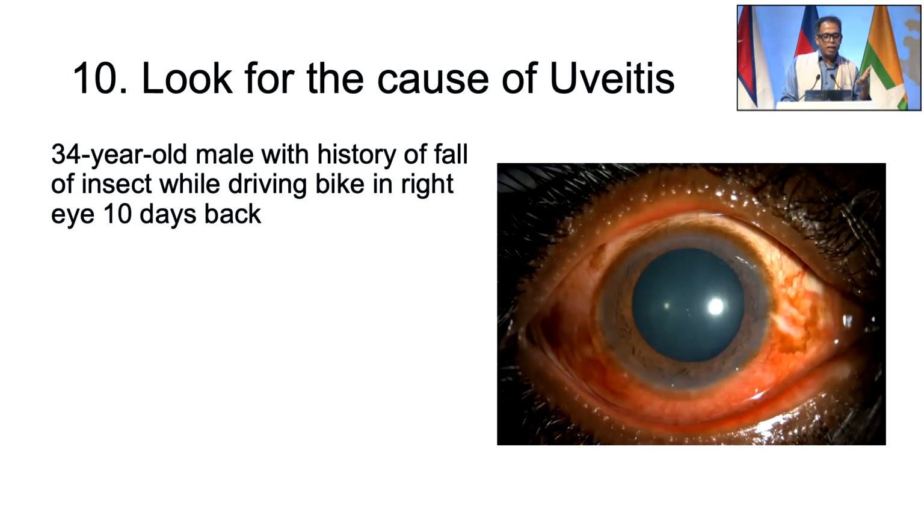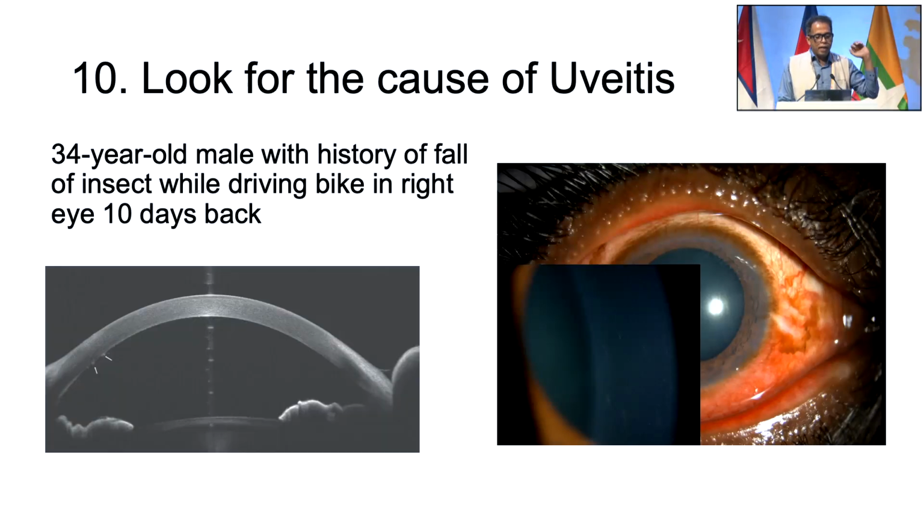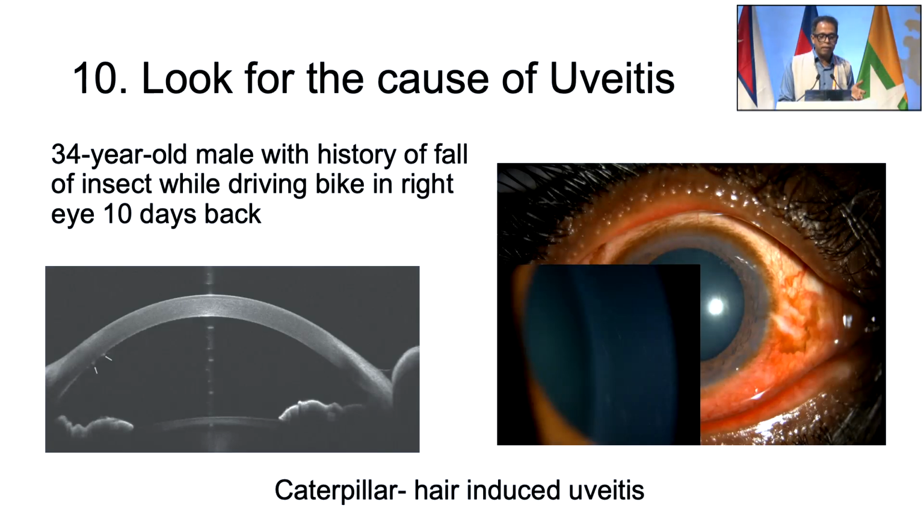Now, coming to my last point, look for the cause of that uveitis. You have to always remember that there can be something different in the anterior chamber. You see here, this is a history of injury with an insect while driving a bike, and following that he developed anterior uveitis. I don't know whether the picture is clear or not, you can see some caterpillar hair here, and you can see that hyper-reflective spot. So these are basically caterpillar hair-induced anterior uveitis, and it has to be picked up early.